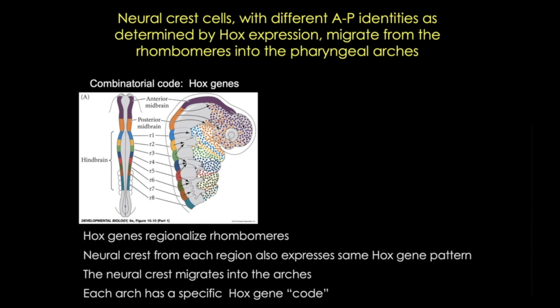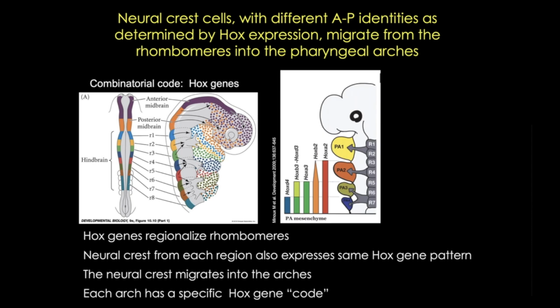So each arch then has a Hox gene code. This cartoon shows the different codes of each arch, so that, for example, here, Arch 1 doesn't express any Hox genes in this family, but Arch 4 expresses all of them. Now, what happens to these arches when we eliminate the expression of all these Hox genes?